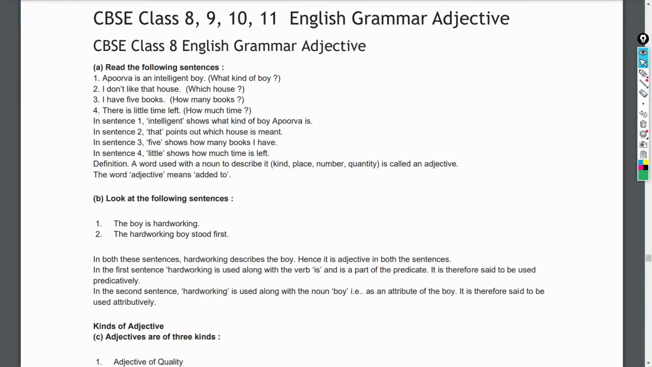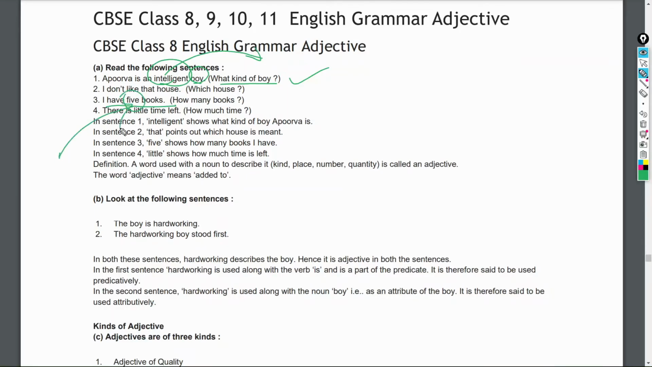Now, my dear children, we'll be observing and practicing some of the exercises here. So this will be the kind of summary for us. So for example, Apurva is an intelligent boy. So when we are asking the question, it will be very clear what kind of a boy Apurva is. So we are talking about the boy. Now when we are asking the question, what kind of a boy, that means it is intelligent. Intelligent is the adjective. So in the similar manner, I have 5 books. So now what is the adjective here?